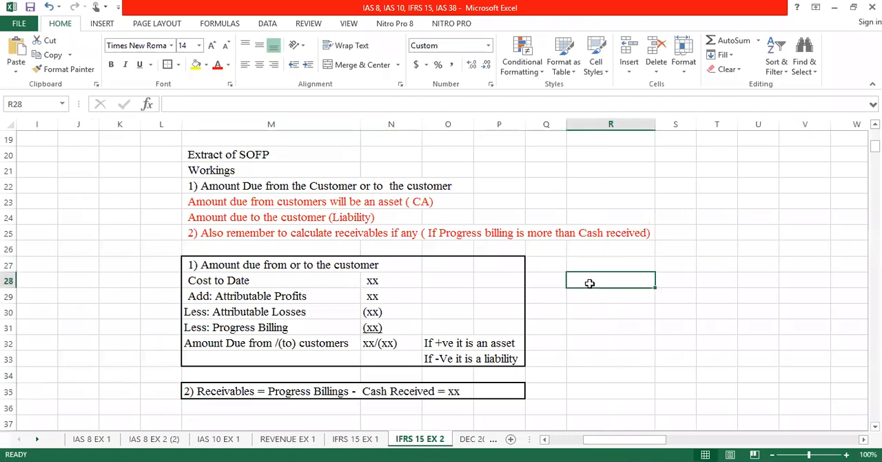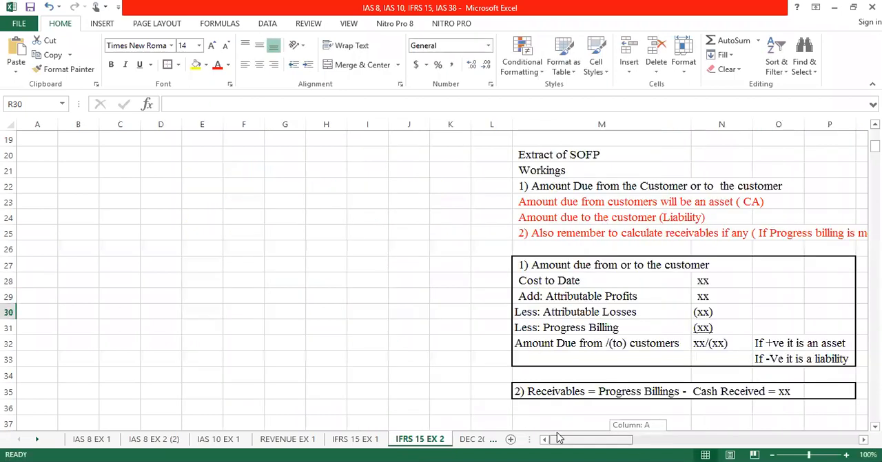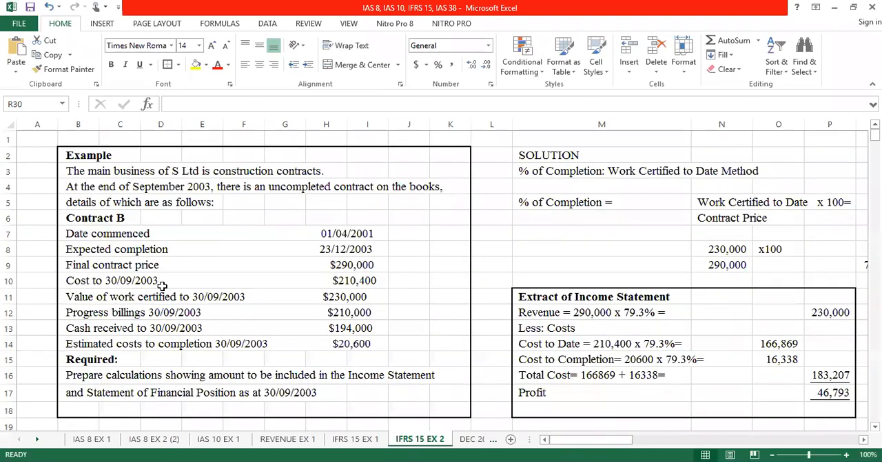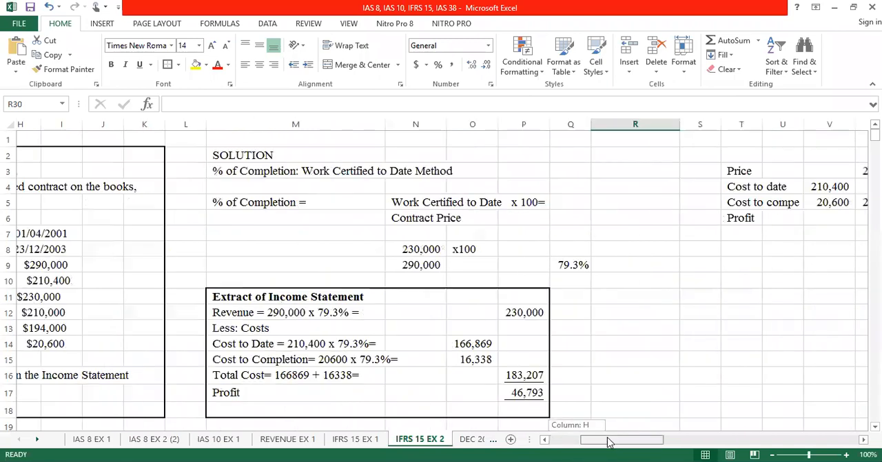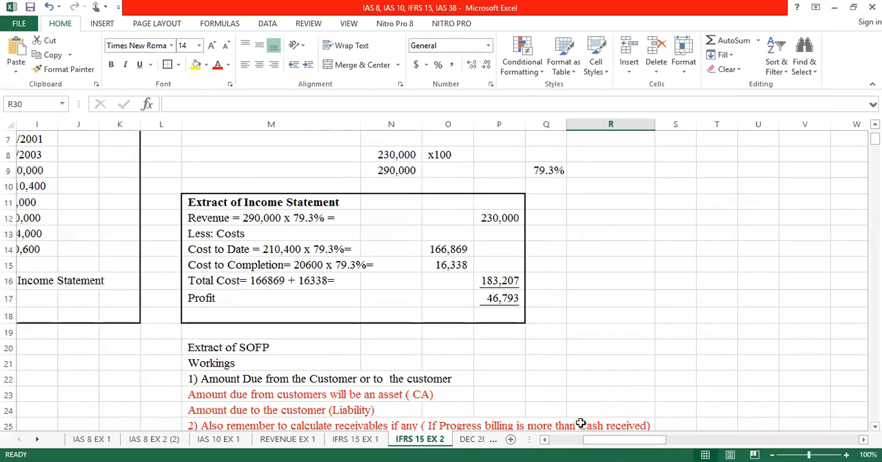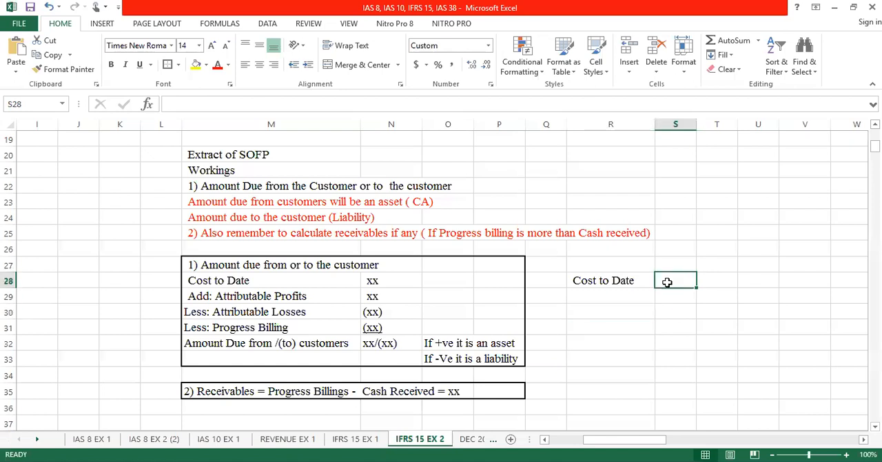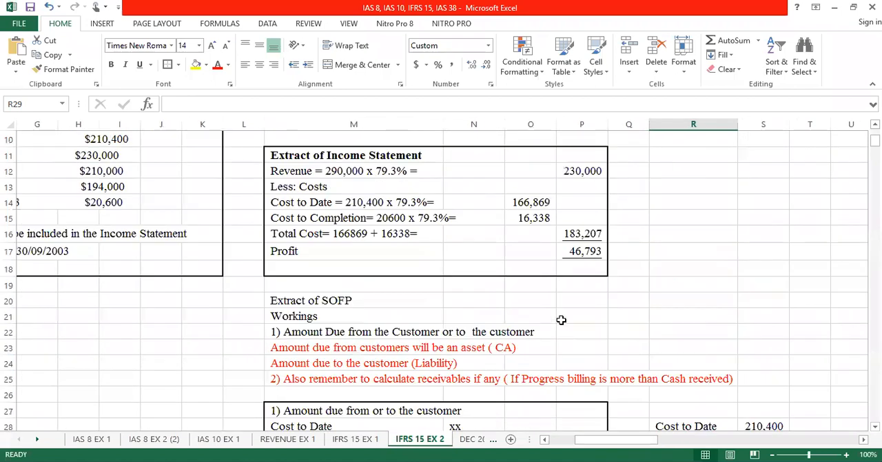What is the cost to date? Can somebody help me with the cost to date? Cost to date is 210,400. I hope we are all seeing 210,400. Next, was it a profit or a loss? It was a profit, attributable profit.